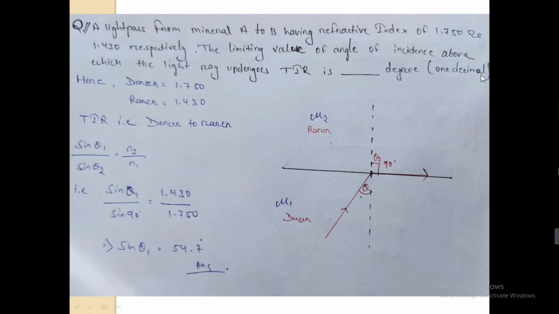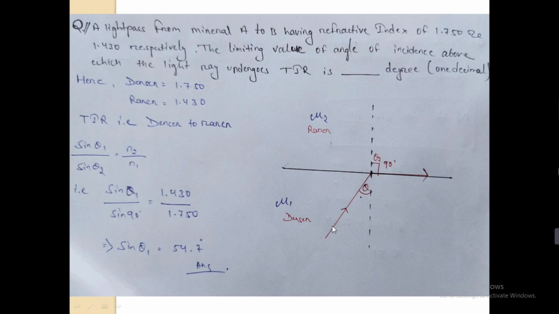So we know total internal reflection is the phenomenon in which light moves from denser medium to rarer medium. The incident angle is θ1 and the light is reflected back to the same medium when the angle is greater than the critical angle, which is 90 degree. So in this case, the refractive index of denser medium is 1.750 and the refractive index of rarer medium is 1.430.